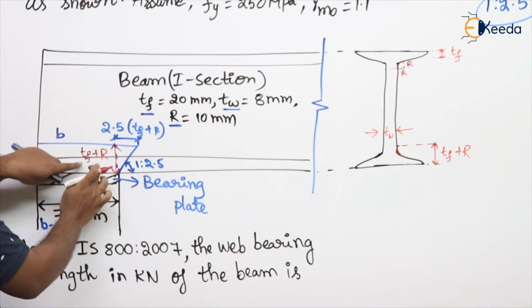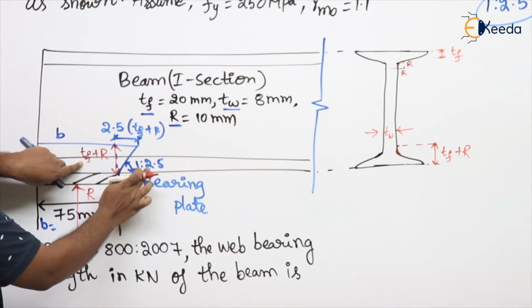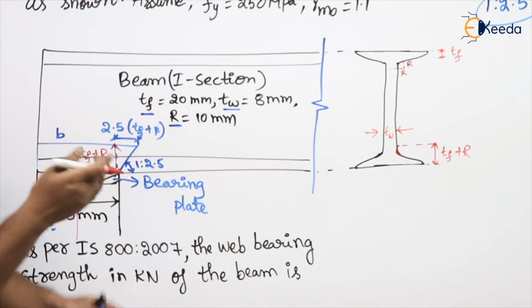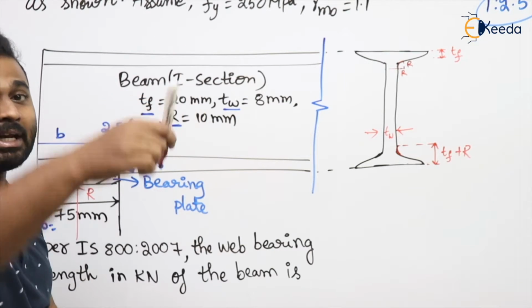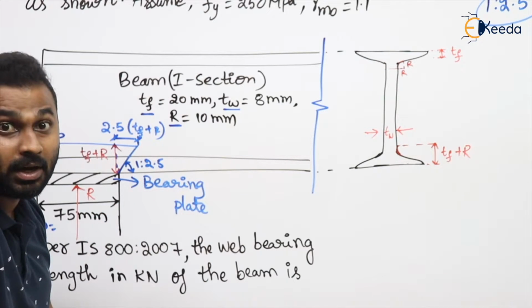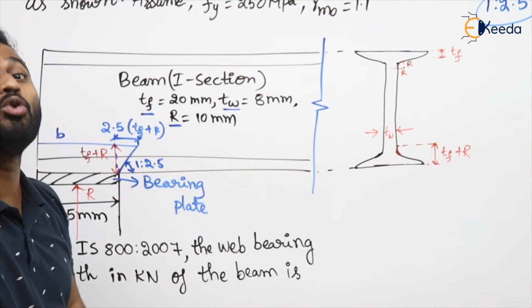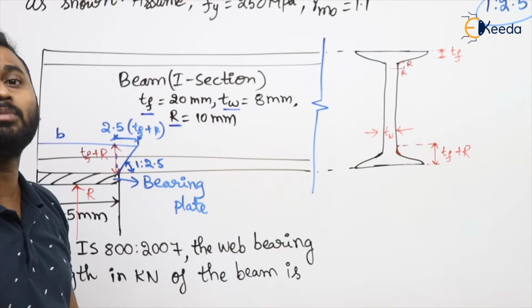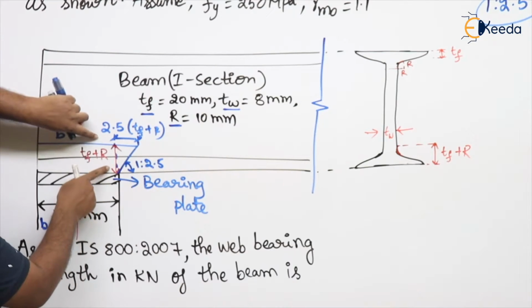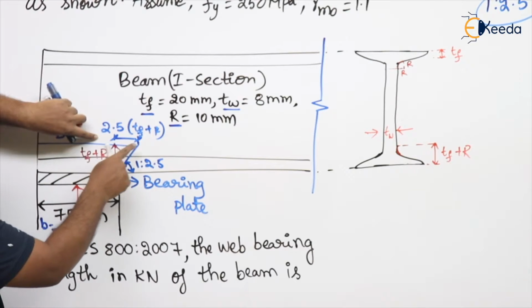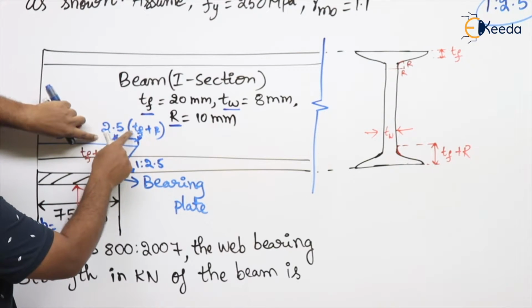Horizontally, if you convert this TF plus R, we need to multiply it with 2.5. That is the meaning of 1:2.5. It means if you proceed 1 unit in vertical direction, then in horizontal direction, how many units we need to proceed? 2.5 times the vertical units. Vertically we have proceeded TF plus R, then horizontally we need to proceed 2.5 into TF plus R.